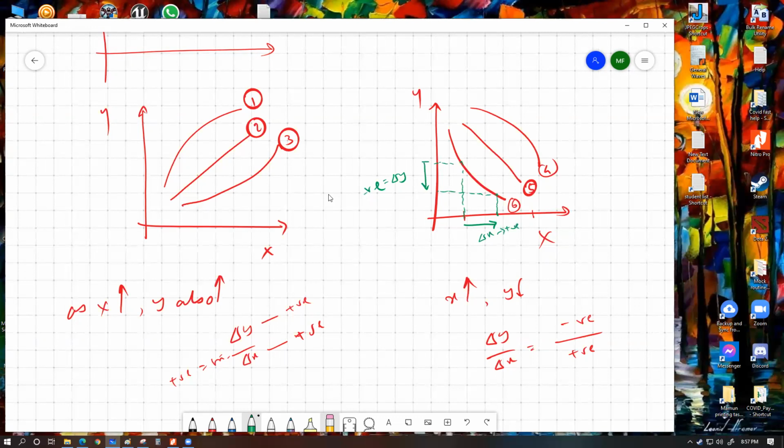So all of these graphs are going to have negative gradients. All of these graphs will have positive gradients.